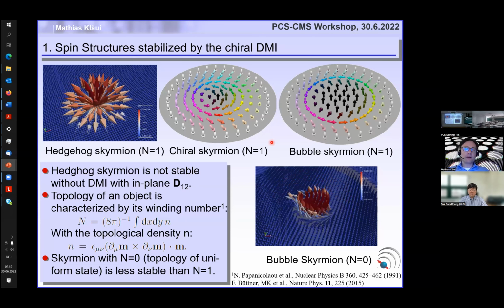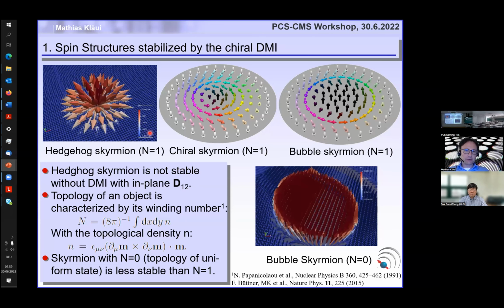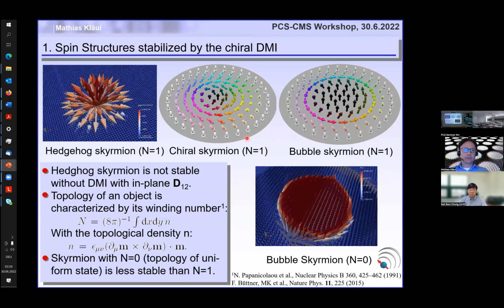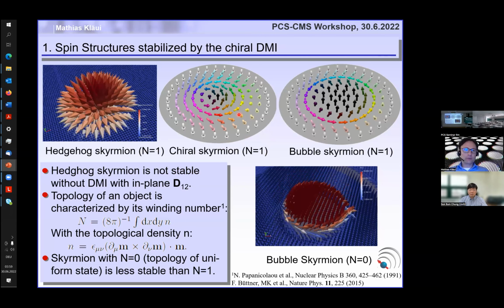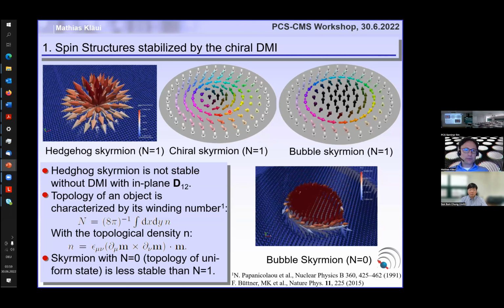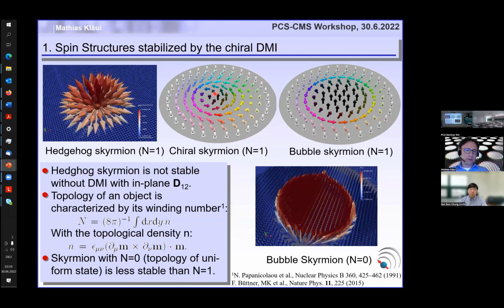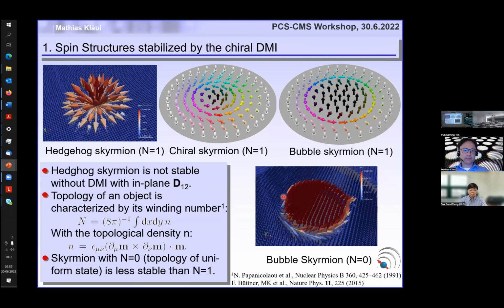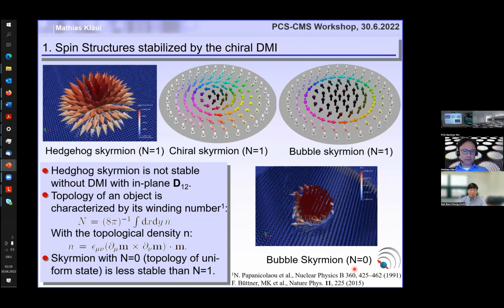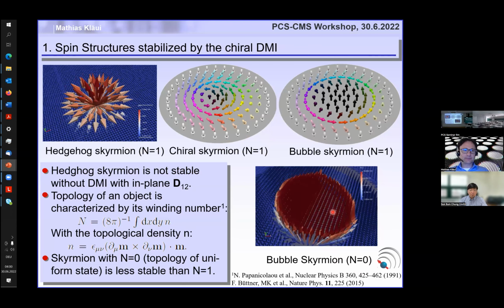So n equals 1 is a topologically stabilized or topologically protected spin structure, because in order to create a uniform state and annihilate the Skyrmion, we have to overcome the energy of Bloch point formation, which is high energy. Whereas this one, the n equals 0, we can continuously deform to the uniformly magnetized state.